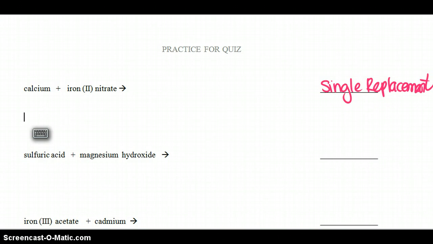In single replacement, we're going to have an element reacting with a compound, and the element switches places with something in the compound. So we identify the fact that calcium is a cation, and iron's a cation, and nitrate's an anion. Because calcium is a cation, I know it's going to switch places with iron, also a cation. And so now iron is going to be by itself. You can write iron, or you can write iron Roman numeral 2, it doesn't matter. And then calcium and nitrate are going to be together now.